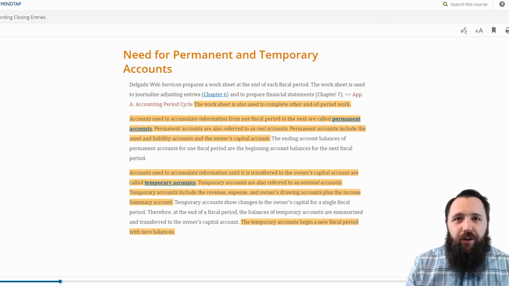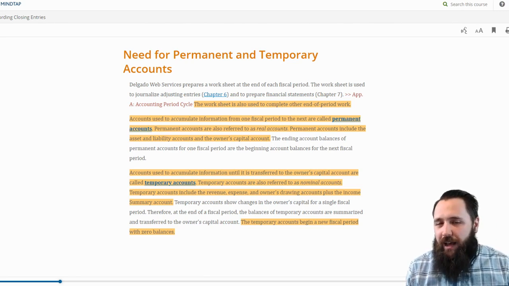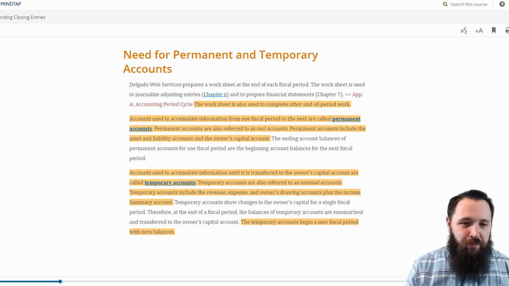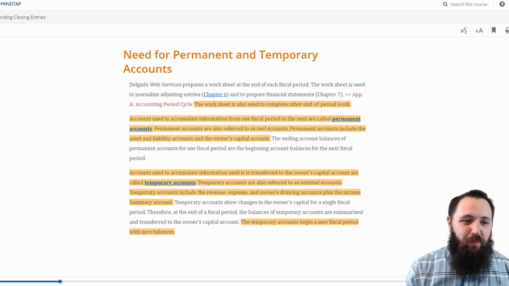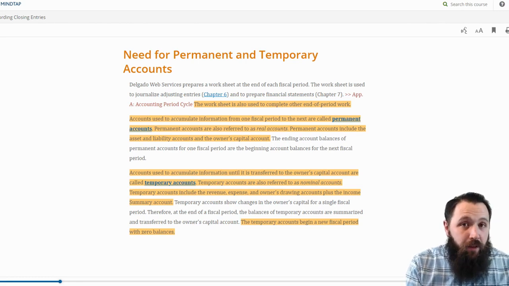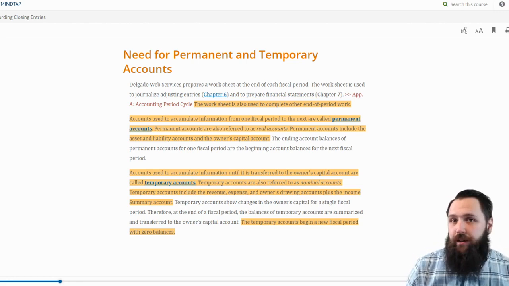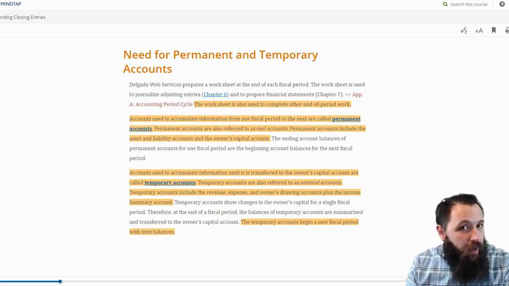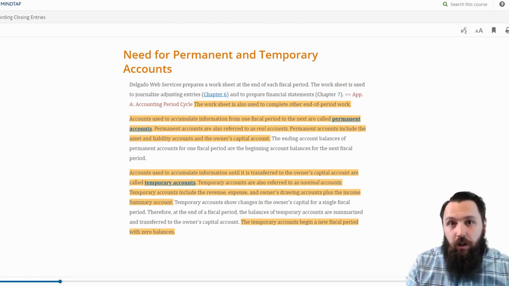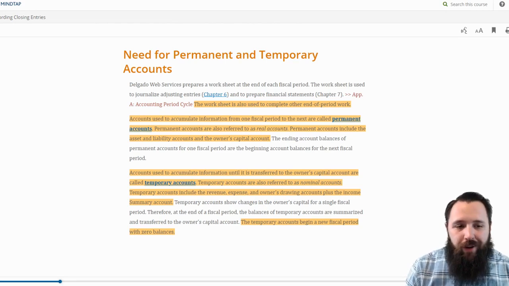And of course they would, right? The same thing with our owner's capital account. The owner still has that same amount of capital in the business. It's not like it's a 1 year thing and then everything disappears. So the ending permanent account balances, let's say on December 31st, will be the beginning account balances for January 1st. So those are permanent accounts.